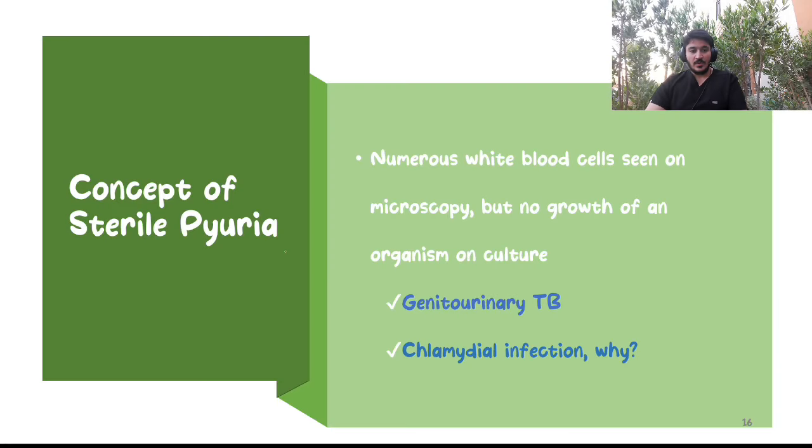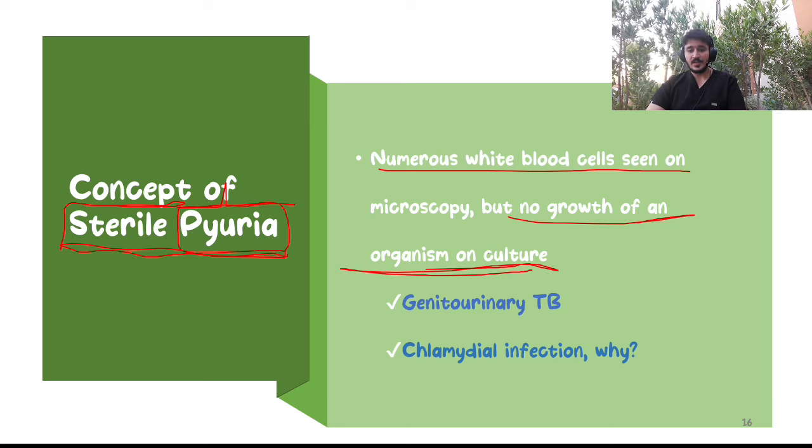We have something called sterile pyuria. We said pyuria is inflammation or the presence of WBCs. Sterile means there is no bacteria. So we have a lot of WBCs, but there is no growth of organisms on culture. There are two main causes of this. Number one is genitourinary TB. And number two is chlamydia infection.